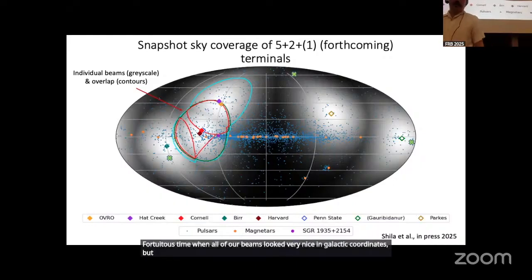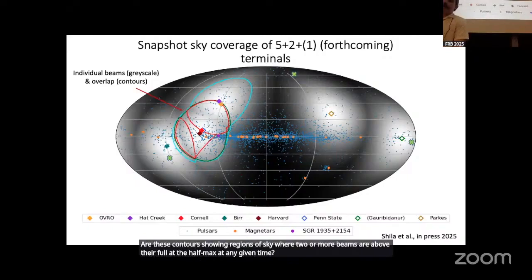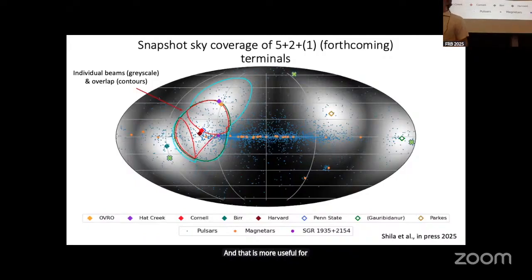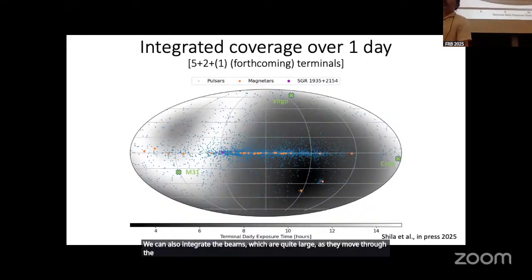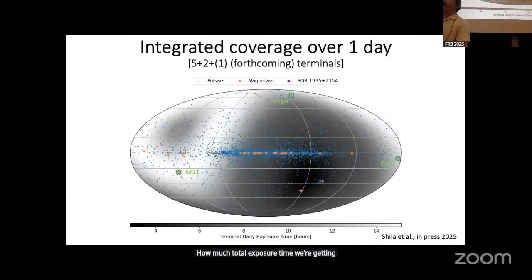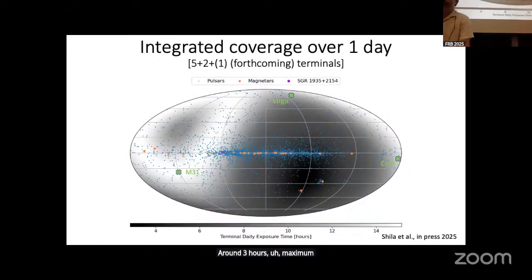But what's of maybe more interest are these contours showing regions of sky where 2 or more beams are above their full width at half max at any given time, and that is more useful for event coincidencing between multiple terminals. We can also integrate the beams, which are quite large, as they move through the galactic plane each day to get an idea of how much total exposure time we're getting for any particular sky coordinate. So minimum around 3 hours, maximum around 15 hours per day.